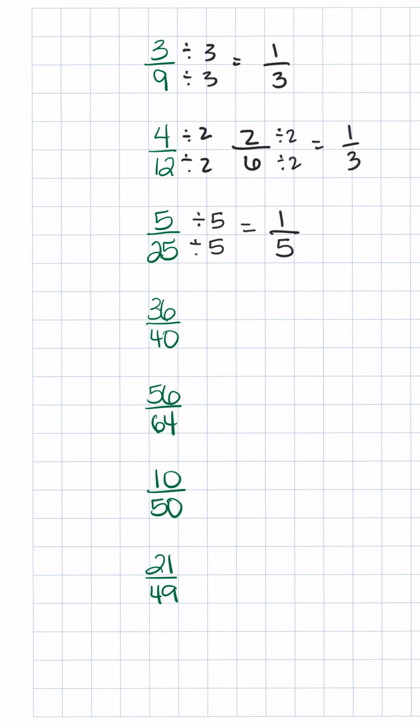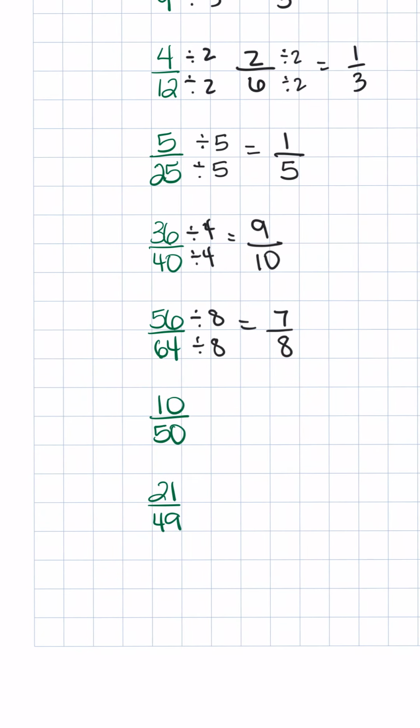Now we're getting into some bigger numbers. 36 and 40. So like I said, if you don't know, you can always start with 2 and then continue down. I'm going to do 4. 36 divided by 4 is 9. 40 divided by 4 is 10. Let's do 8. That's going to equal 7/8. Divide by 10. That's going to equal 1/5.